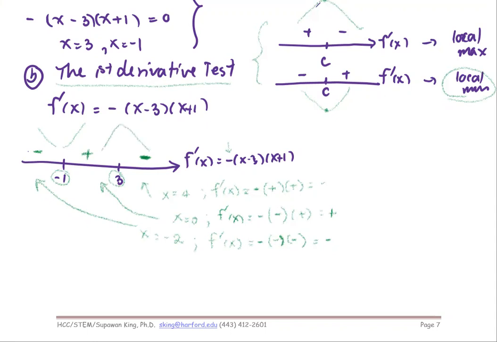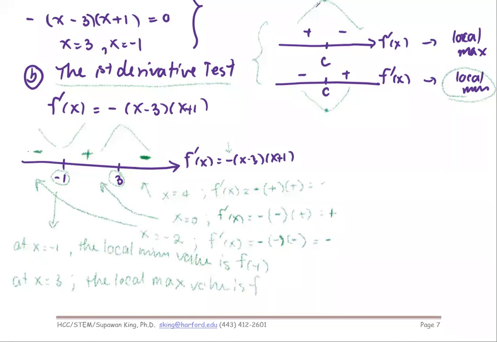Okay. With this, we can see that at x equals negative 1, we're going to get the local minimum value, which is f at negative 1. And at x equals 3, we see the graph rising and then falling down. So it will be the local minimum, or local maximum, sorry. So then the local maximum, this is minimum, value is the function at 3.